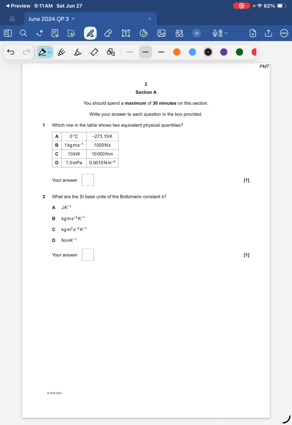Which row of the table shows two equivalent physical quantities? A is tempting, but 0 degrees Celsius is actually plus 273 Kelvin, so no. The second one, you have kilograms times meters per second, which is momentum, and then you have newtons times seconds, which is the same unit because you have kilograms meters per second squared times seconds, so you get the same unit as the first column, but 1 and 1000 are not equivalent, so B is wrong.